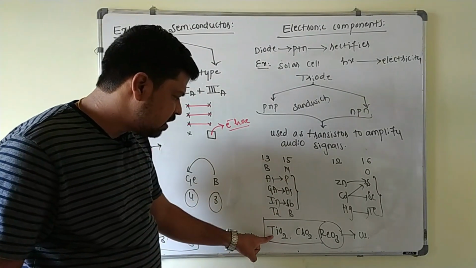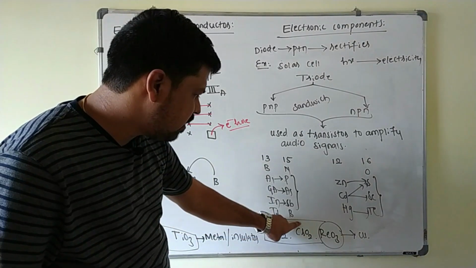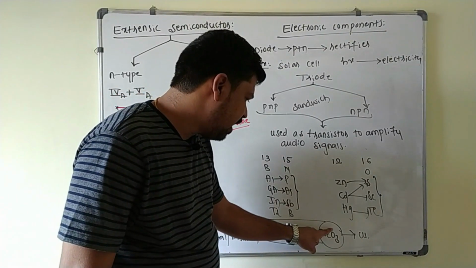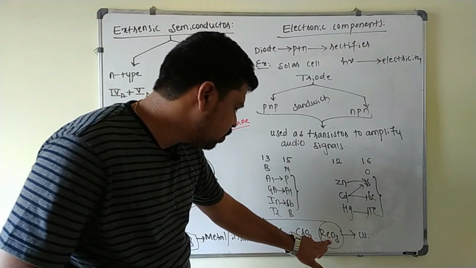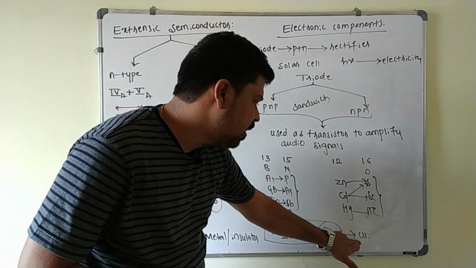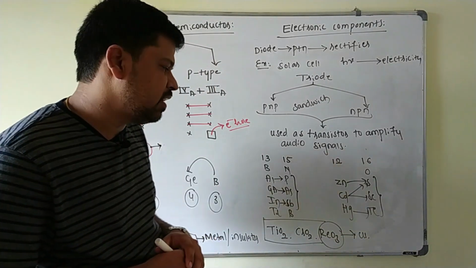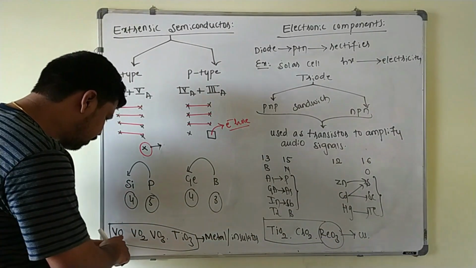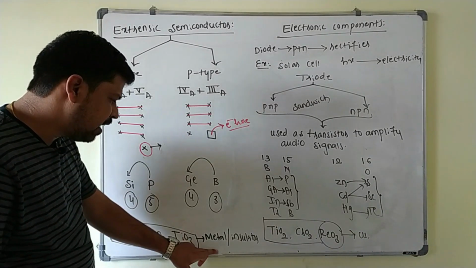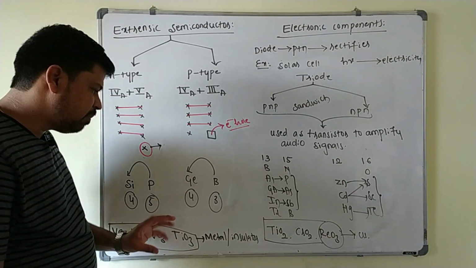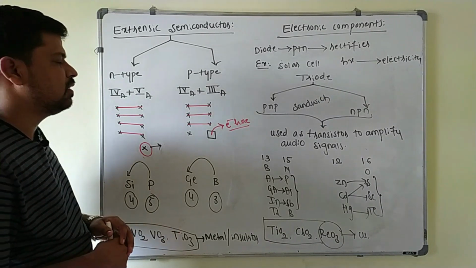And some of the transition metal oxides like TiO2, CrO2 and ReO3 all show some metallic behavior. This ReO3 is similar to copper in its conductance as well as in appearance. And VO, VO2, VO3 and TiO3 also show some metallic as well as insulating character based on the temperature variation.